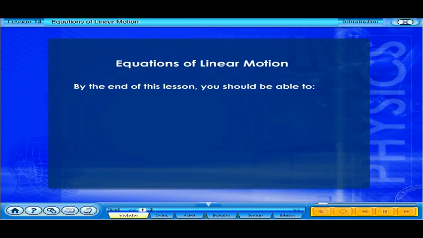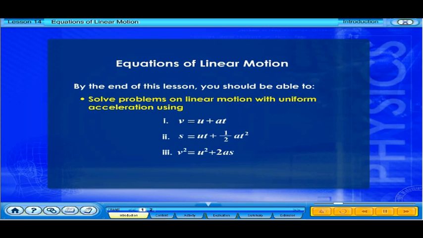By the end of this lesson, you should be able to solve problems on linear motion with uniform acceleration using v equals u plus at, s equals ut plus half at squared, v squared equals u squared plus 2as.